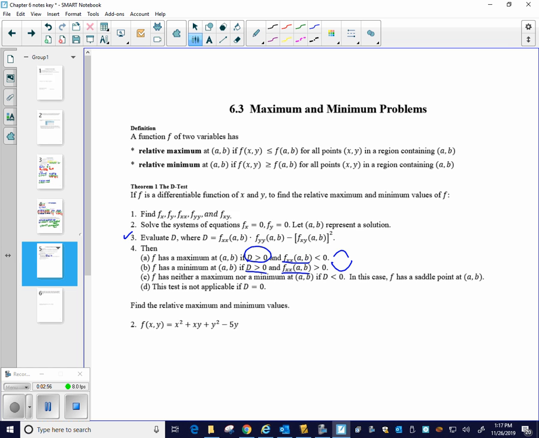If D itself, which is different, is less than 0, so if we get a negative D value, we have what is called a saddle point, and that's something that I'm going to have to illustrate for you in that graph. And a saddle point is neither a maximum or minimum. Again, hopefully when I show you the graph, you're going to understand what I mean by that. If D equals 0, which is not going to happen in any of our problems, this test is not applicable. You'd have to try something else. But that won't happen in any of our stuff.